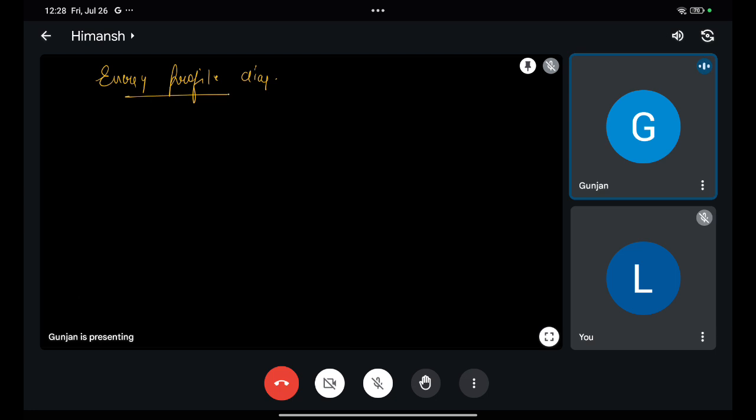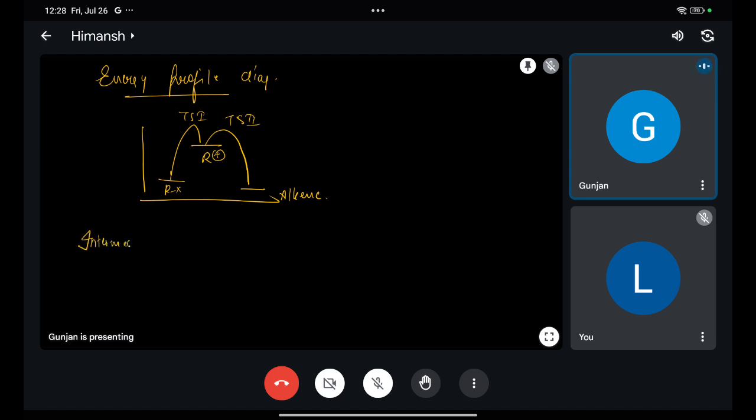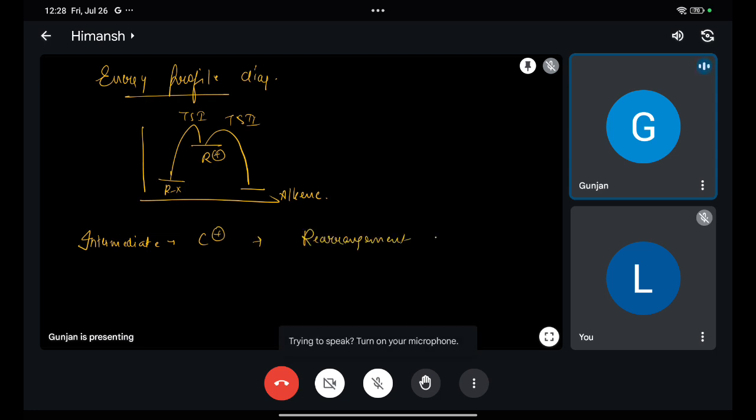The energy profile diagram is like this: carbocation and product. We are having over here the reactant RH, carbocation and alkene. That is formed over here. So this is transition state first, this is transition state second. Right? So the intermediate is carbocation. So since the intermediate is carbocation, we can say that the possibility of rearrangement is there. Rearrangement is possible. Right?